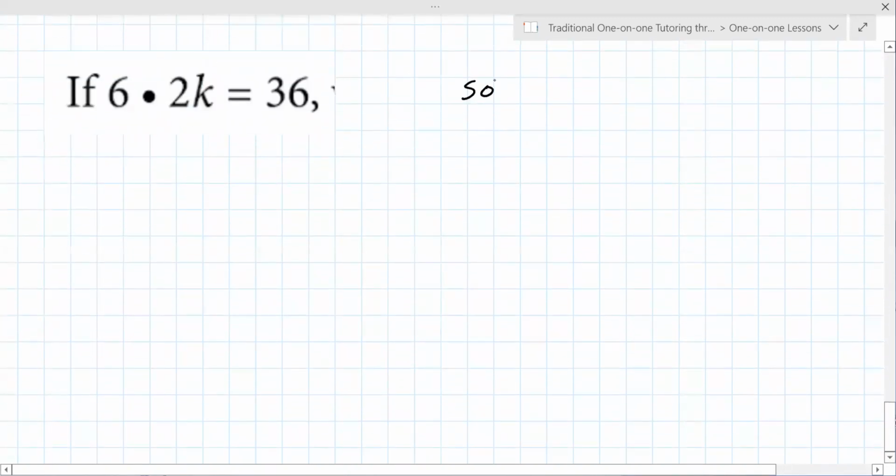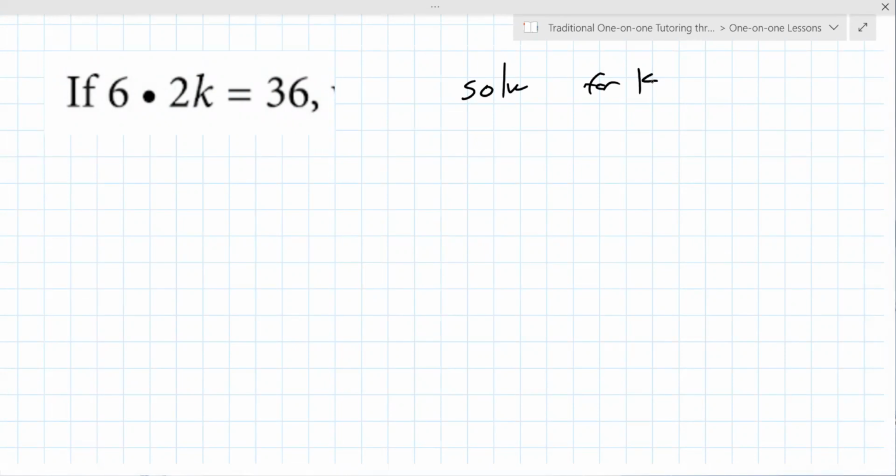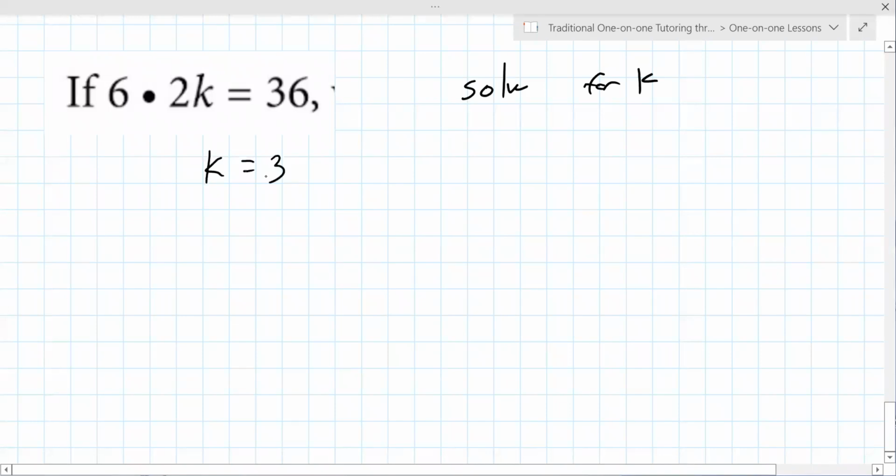I want you to solve for K. I have to solve for K. How did you come up with 3? 6 times 2 is 12. 12 divided by 36. That's 3. Okay, so K is 3, I agree.